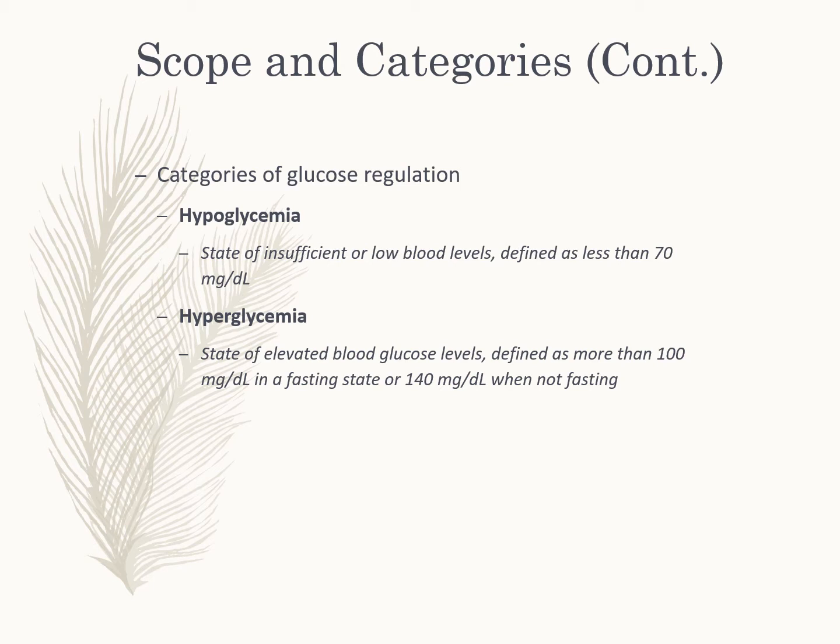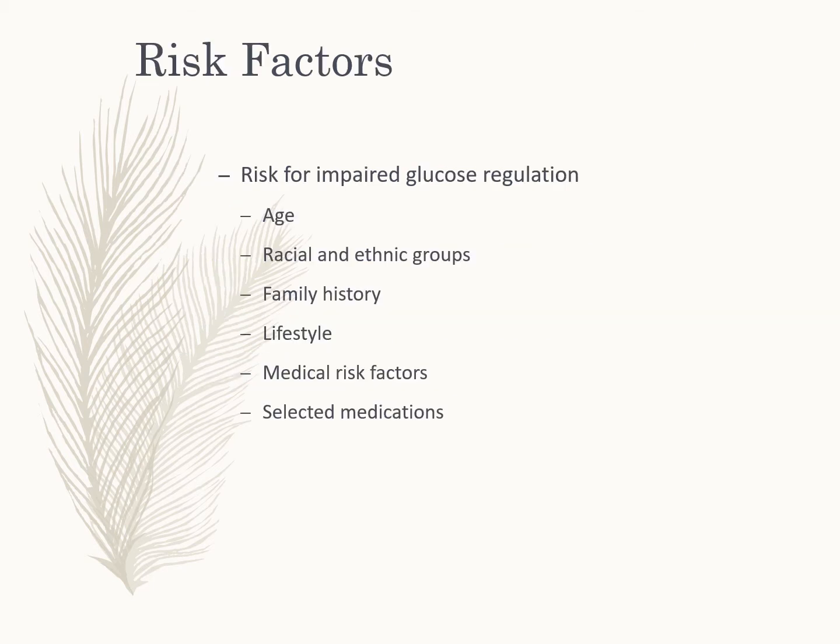The word diabetes means sweet urine, and the term diabetes mellitus is used to describe a group of disorders characterized by chronic hyperglycemia and disturbances in carbohydrate, protein, and fat metabolism. Impaired glucose regulation can potentially occur in any individual regardless of age, race, cultural identity, or gender. However, there are well-known risk factors for impaired glucose regulation.